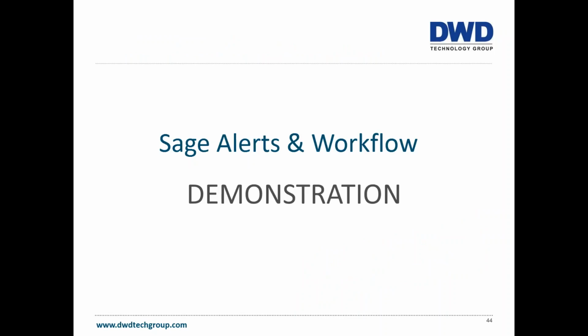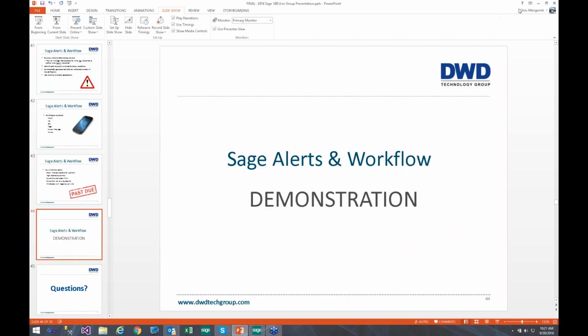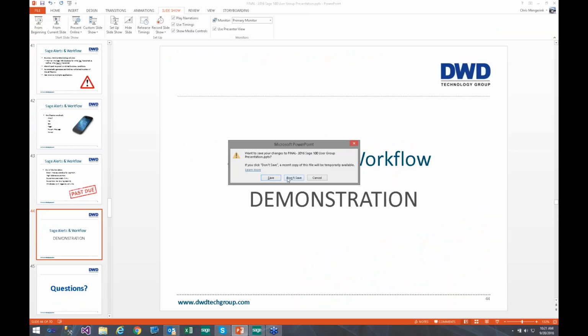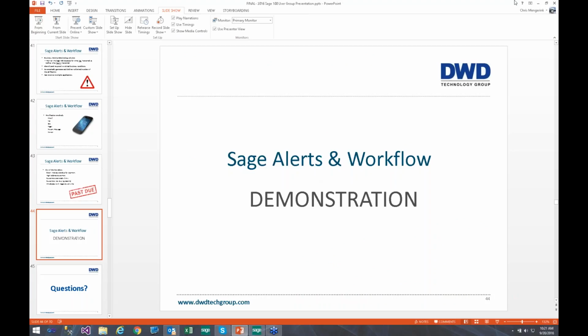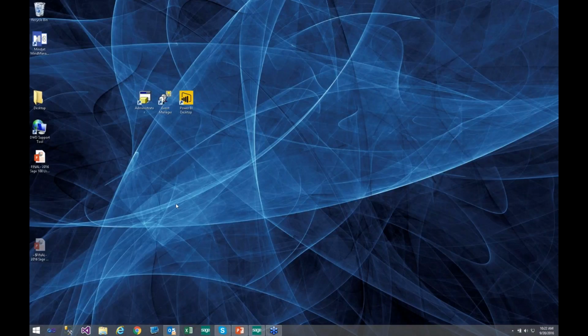We're going to go ahead and go into Sage Alerts and Workflow so you can see it in action. I'm going to show you an alert I have set up, and we can just talk through the process of setting up that alert. Go ahead and minimize that.